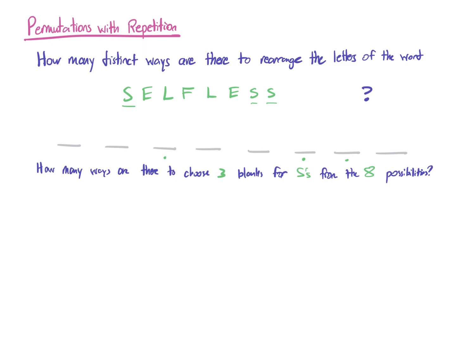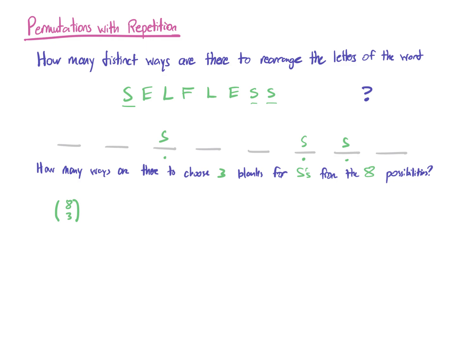And so when I ask this question, how many ways are there for me to choose these 3 blanks from the 8 possibilities? That's just the binomial coefficient that we've seen before. The answer is that there are 8 choose 3 ways for me to pick S's. So let's go ahead and fill those in. S, S, S.